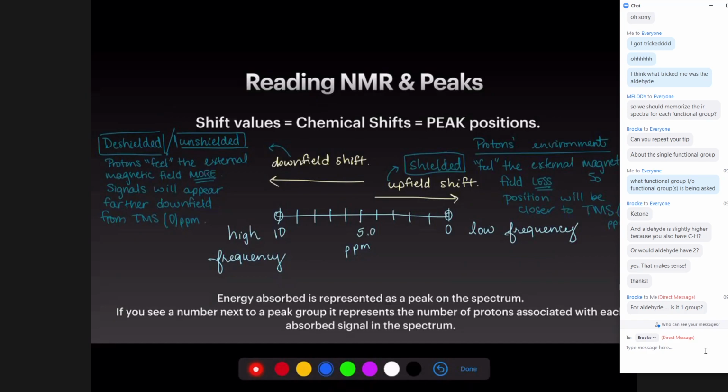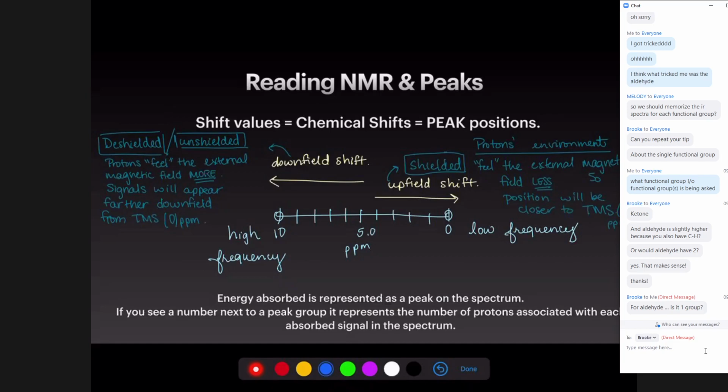So, reading our NMR and peaks, we have shift values, we have chemical shifts, and we have peak positions. All that means the same thing. So we go from high frequency, which is 10, to low frequency, which is 0. Energy absorbed is represented as a peak on the spectrum, and I'll show you more details of this in just a little bit. If you see a number next to a peak group, it represents the number of protons associated with each absorbed signal in the spectrum.